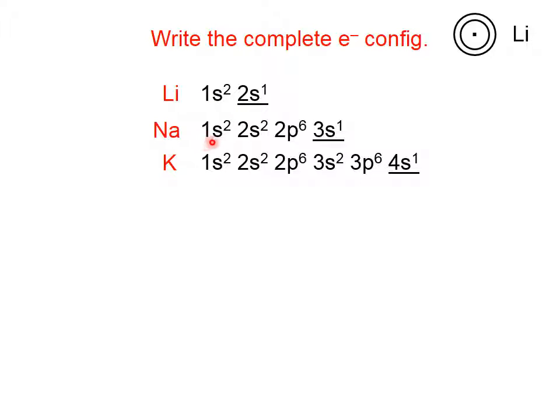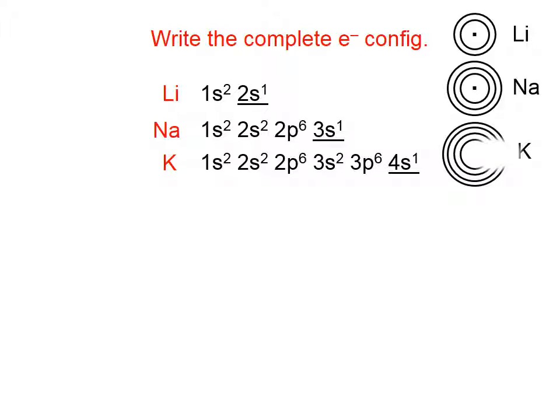Sodium has a first energy level, and then a second energy level, and out here a third energy level. So I'm going to represent sodium with 3 rings around it. Potassium has 4 energy levels. So I've showed the nucleus here. That's the little dot in the center. And then 1, 2, 3, 4 rings.